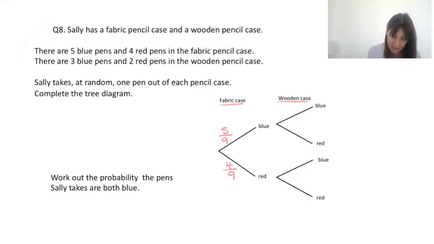And then I'm looking at the wooden pencil case where I've got 3 out of 5 and 2 out of 5. And of course, that then just repeats itself down here. Okay, so that's the tree diagram completed. It then says, work out the probability that the pens Sally takes are both blue. Okay, so my route will be blue, blue, which gives me 5/9 and 3/5. We multiply across, giving me a final answer of 15 over 45.